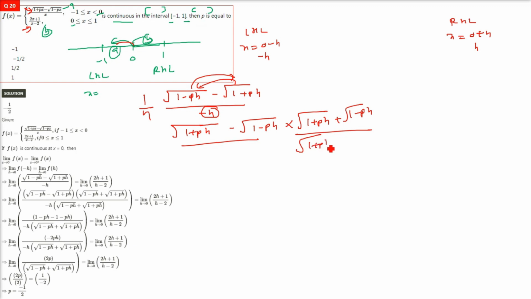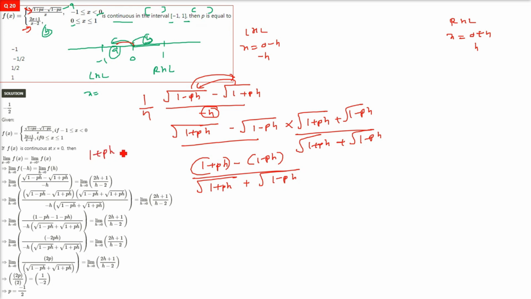Okay, so let us use a minus b, a plus b. So a square minus b square, it will be 1 plus ph minus 1 minus ph, and in the denominator we have under root 1 plus ph plus under root 1 minus ph. So numerator, because it was a square minus b square, 1 plus ph minus 1 minus ph, so negative 1 cancels out, and we get twice of pH.